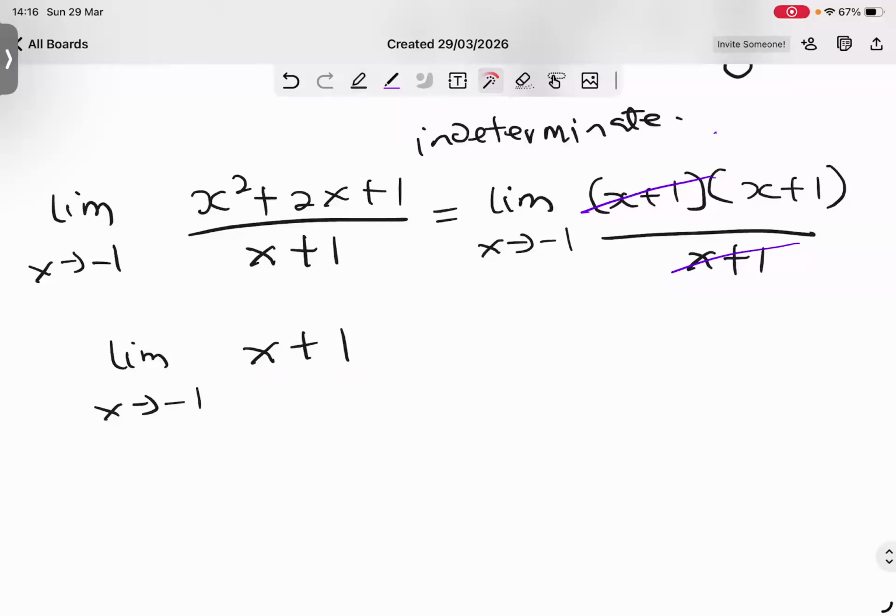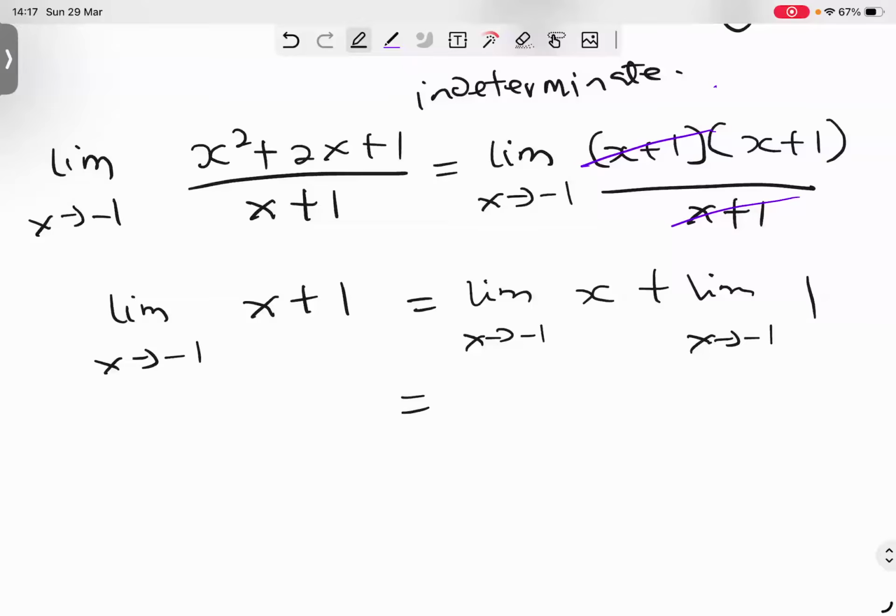The sum, and that is because I have the sum of two functions. So here, apply the limit on the first, plus apply the limit on the second. Limit, wherever we see x, we are going to put the -1 there. So from the first function we get -1.